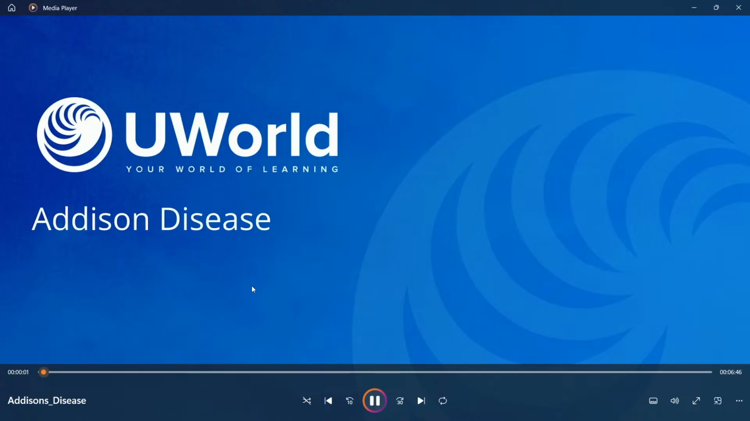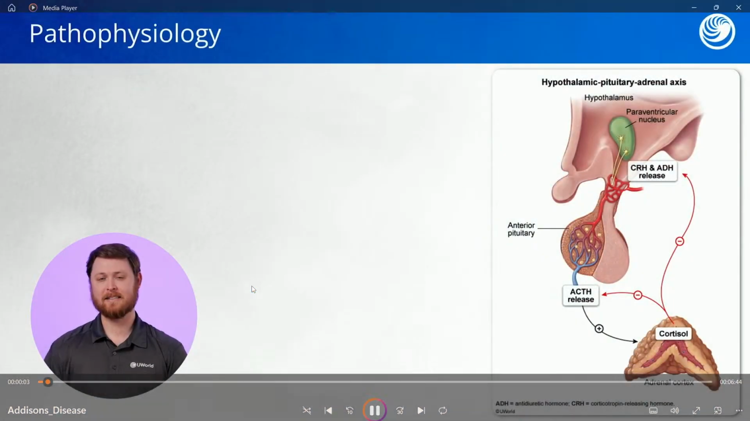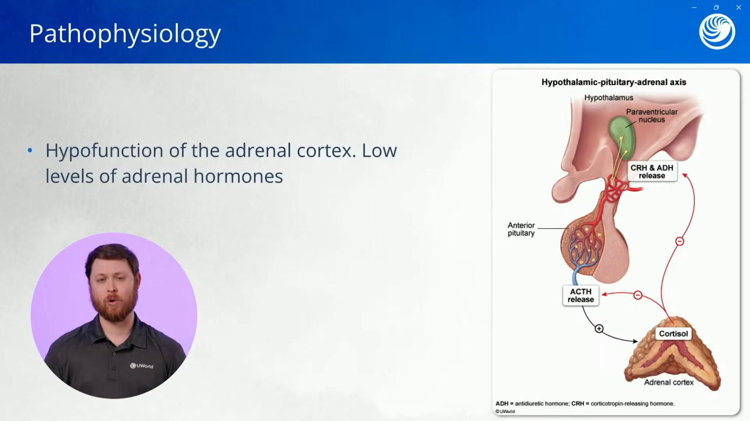This topic is Addison disease. Addison disease is a disorder of the adrenal cortex which leads to low levels or insufficient levels of corticosteroids that are circulating throughout the body. Before we talk about Addison disease in depth, let's look at a normal stress response within the body.